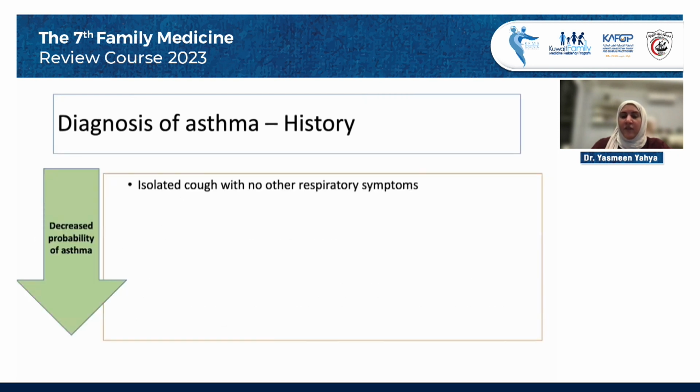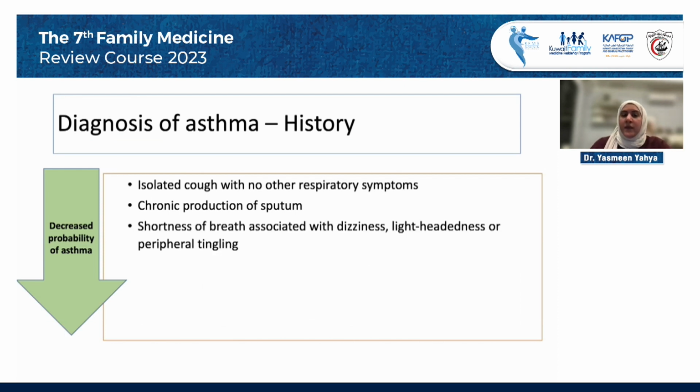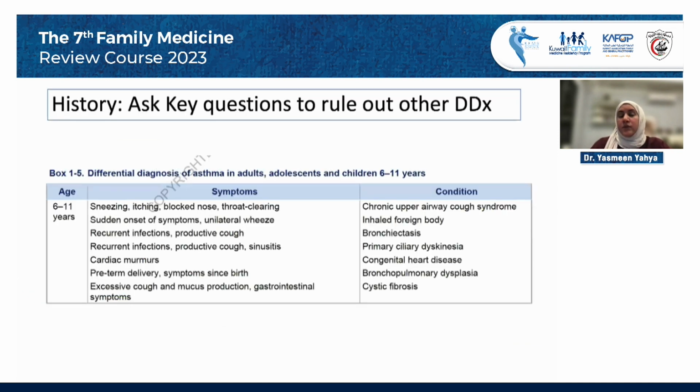What would decrease the probability of asthma? If the patient has only isolated cough without other respiratory symptoms, or chronic production of sputum. Here you think about other differentials like bronchiectasis. Or if you have shortness of breath associated with dizziness, lightheadedness, or peripheral tingling, this of course would mean maybe panic attacks, and the presence of chest pain. You also need, in your initial assessment, to ask key questions to rule out other differential diagnoses. And these are the common conditions or differential diagnoses of asthma for each age group.